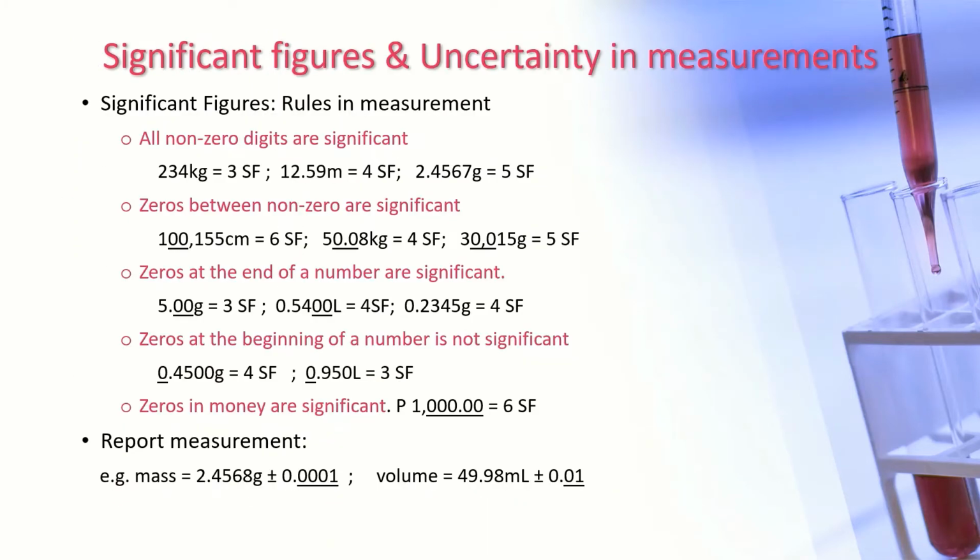Now, let's go to significant figures and uncertainty in measurements. First, let us review and be familiarized with the rules of significant figures. First, all non-zero digits are significant. For value 234 kilograms, it has 3 significant figures.